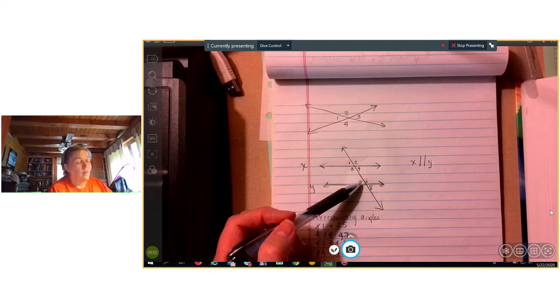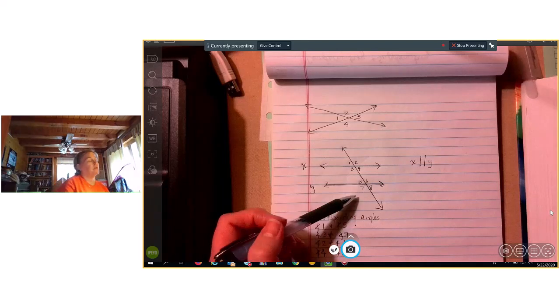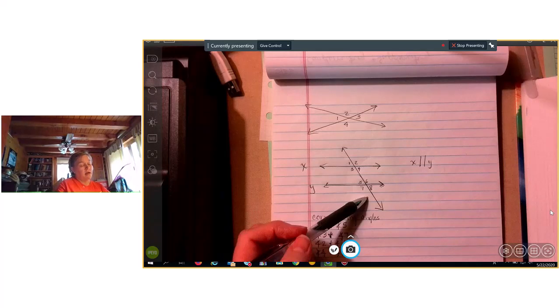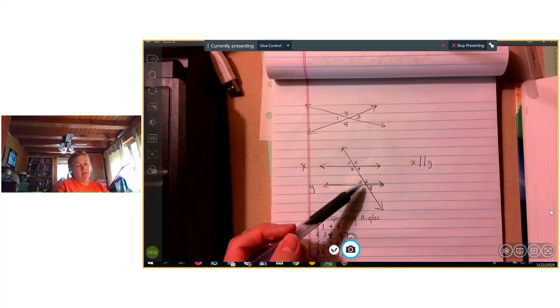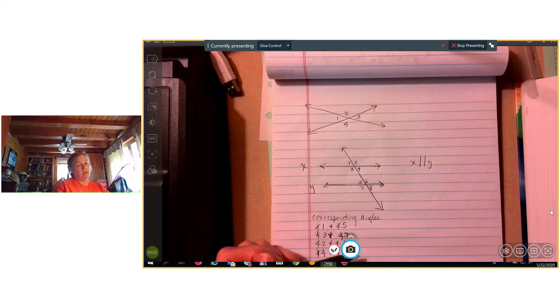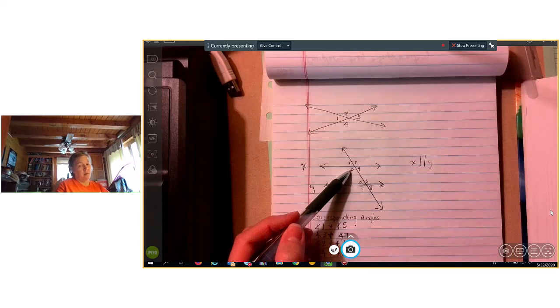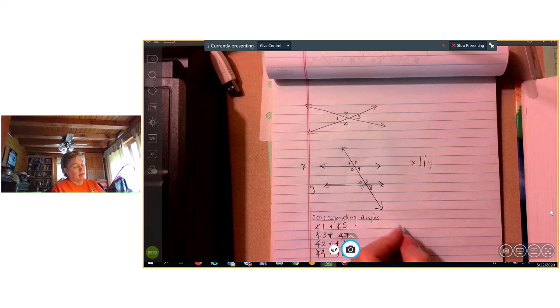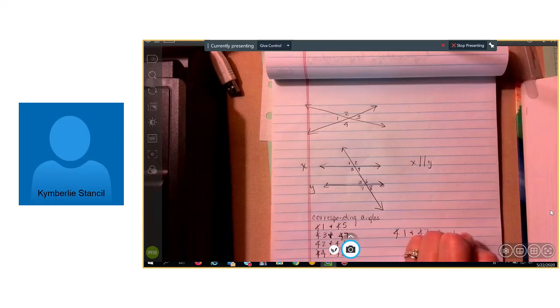Now a while ago we talked about supplementary and complementary angles that have adjacent angles. Well, here I have supplementary angles, but I could say that angle 1 and angle 7 are supplementary, but they're not adjacent. Since I know 1 and 3 are supplementary and they make up a line, 3 and 7 are congruent, therefore angle 1 and angle 7 are supplementary angles. Does everybody understand that?